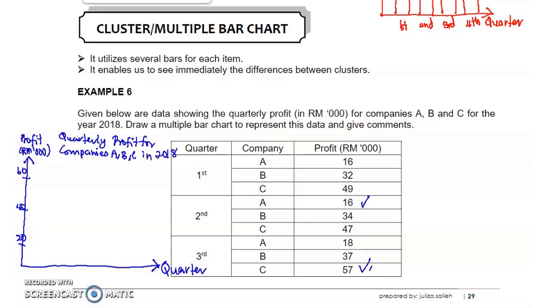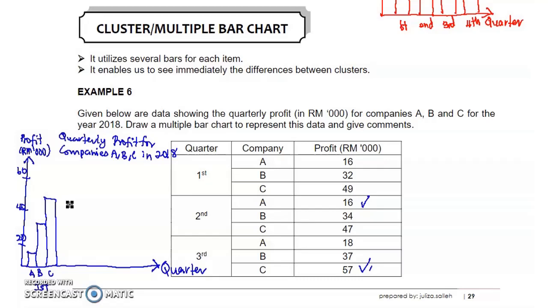Okay, now look at for first quarter, company A is 16, so I just estimate 16 is somewhere around here. And then B 32, so 30 here, 32 somewhere around here. So you draw nicely using your graph paper. And C is 49. Let's say 49 somewhere around here. So this is first cluster, okay? Then you label A, B, C. So this is for first quarter.